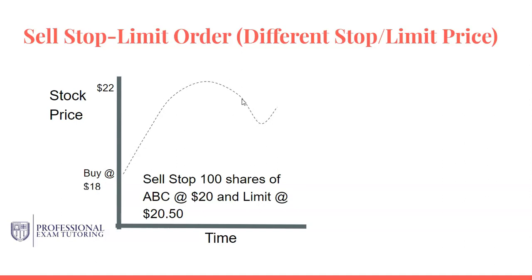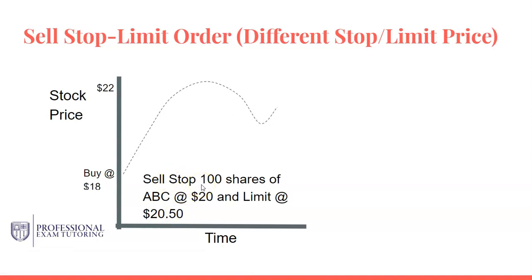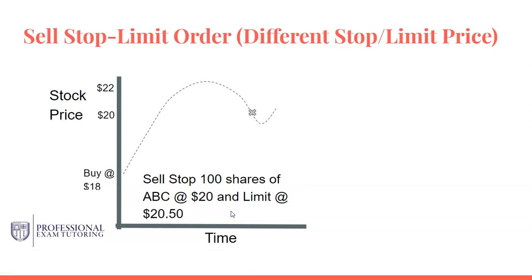but I don't want to sell it at 20. I want to sell it for a little above 20, and not even a little above 20, but somewhere above 20.50. So what you do is you set a sell stop limit order where the sell stop order is for 20, but the limit part of that order is for 20.50. So how this may look is that you set your stop order here at 20, and you've set your limit order a little above it at $20.50.